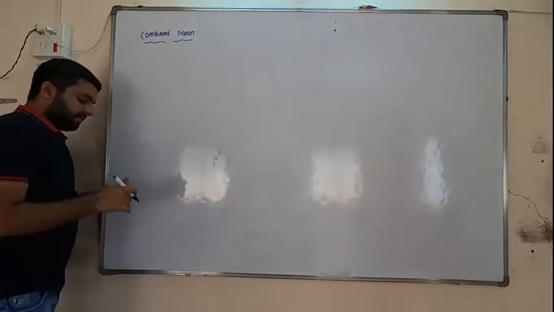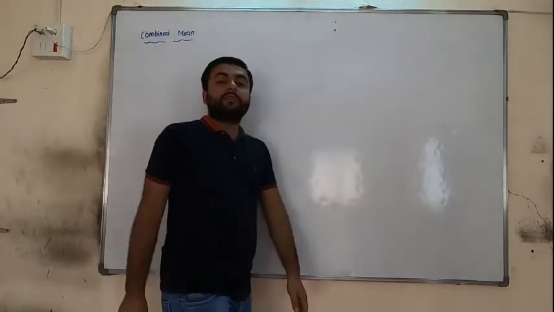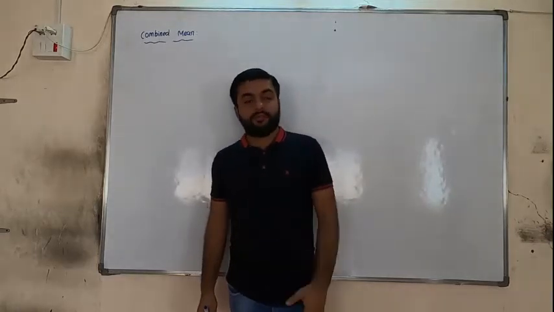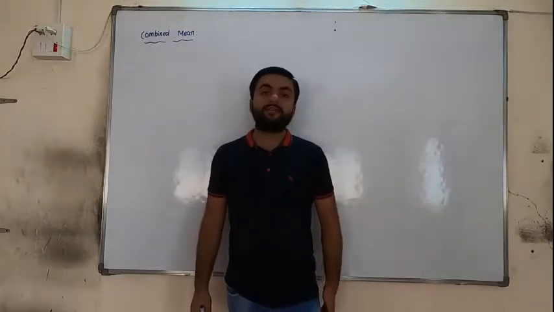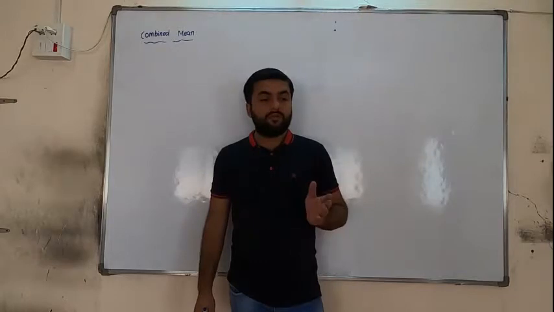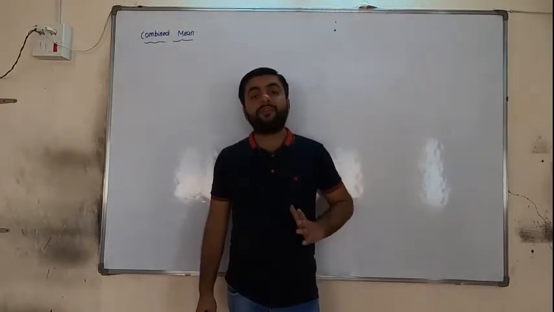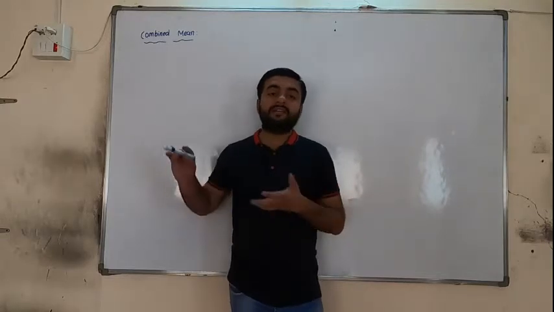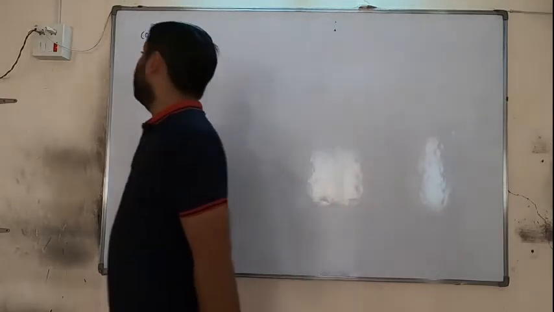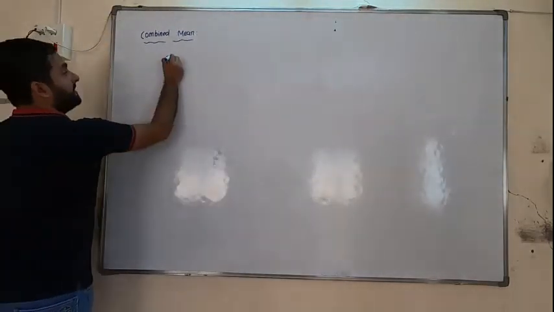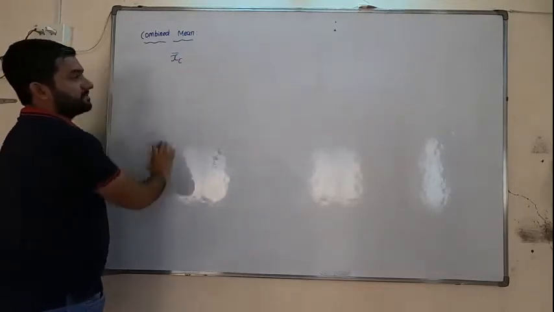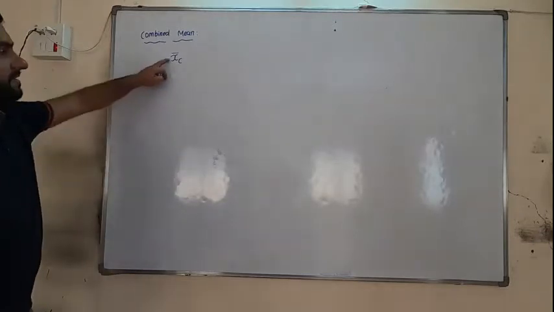Now actually what is combined mean? Combined mean is the general mean of all. If in the question they are giving 2 different means and 2 different types of data, and you want to find the overall mean, then it is known as combined mean. Combined mean is denoted by x bar c, with c a little bit down.